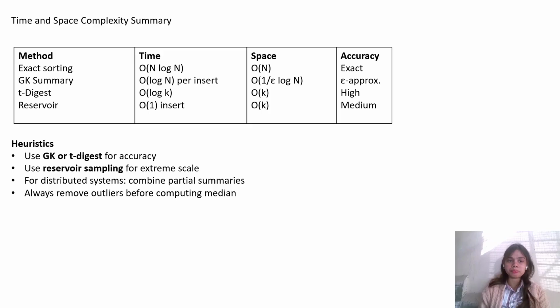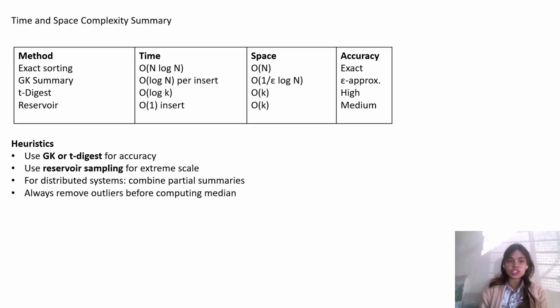Epsilon approximate. T-digest is approximate, Big O log K, with high accuracy. Reservoir sampling is Big O 1 per insert, with Big O K space for the median.